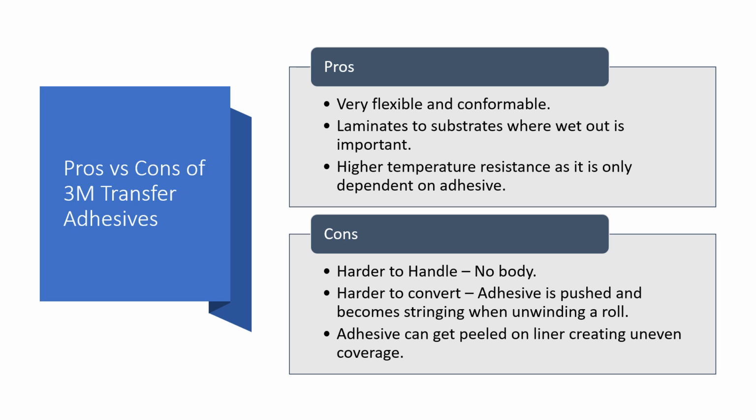Higher temperature resistance is greater for an adhesive transfer tape because you're not dependent on the temperature resistance of the carrier. The cons are the tape is hard to handle since there's no body. The glue can get applied uneven if you're not careful. It's also harder to convert because when the lace slitter cuts into it, it pushes the adhesive on the liner. And on narrow rolls especially, the narrow rolls can actually gum up on one side and they become very stringy when you're trying to apply them.